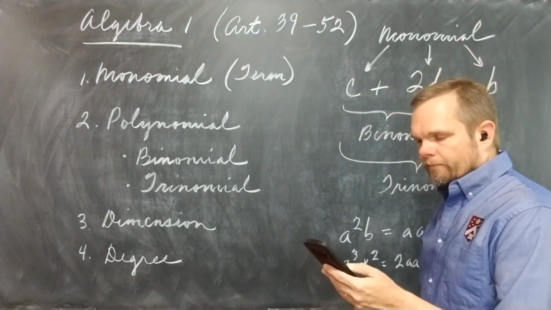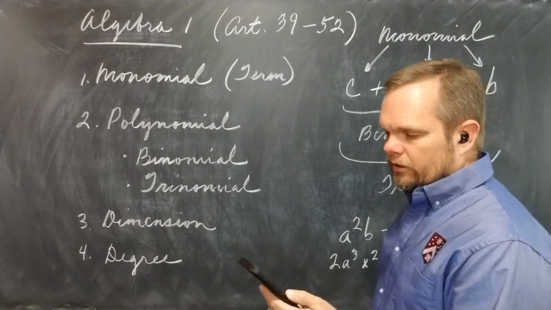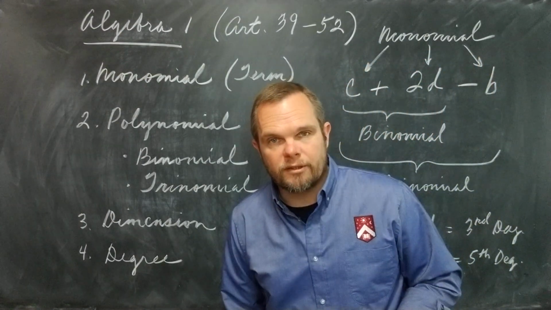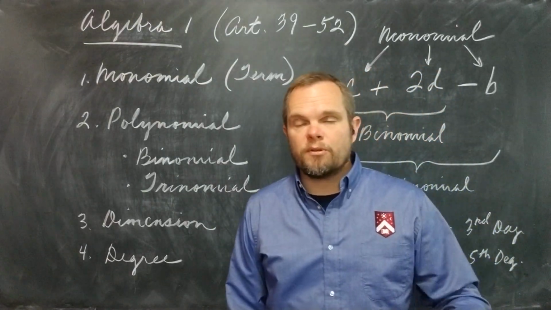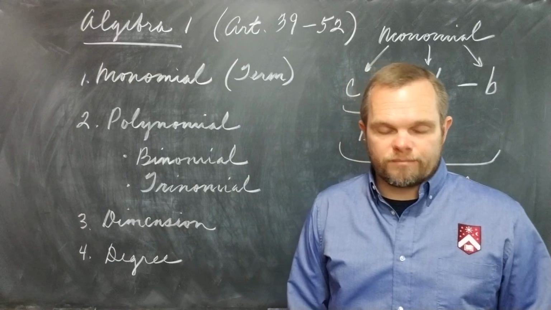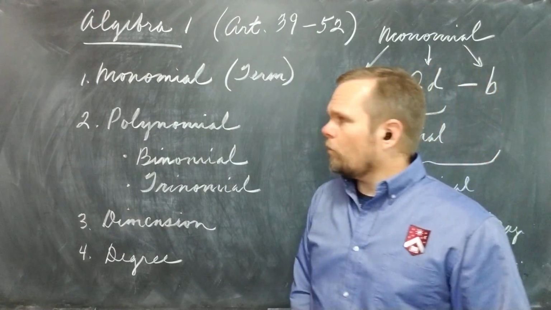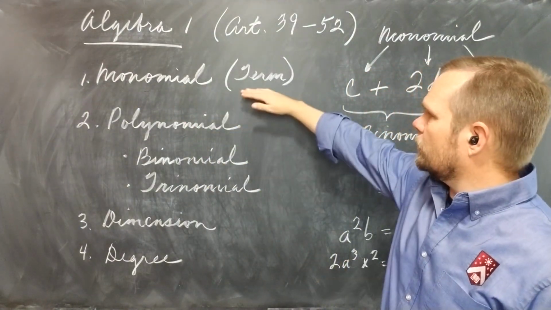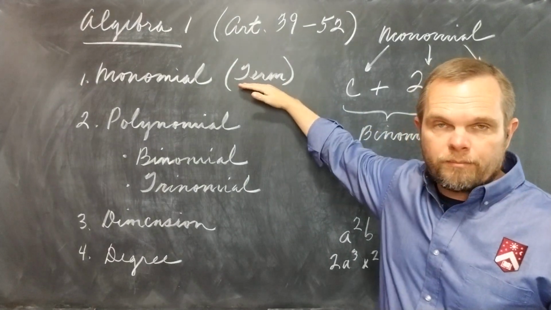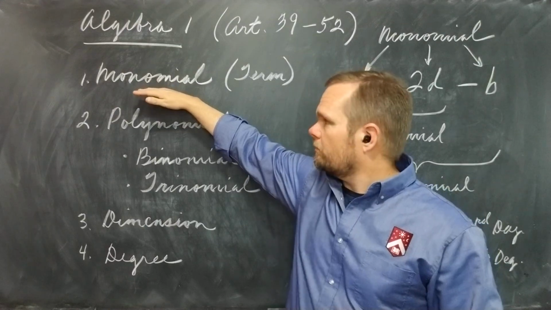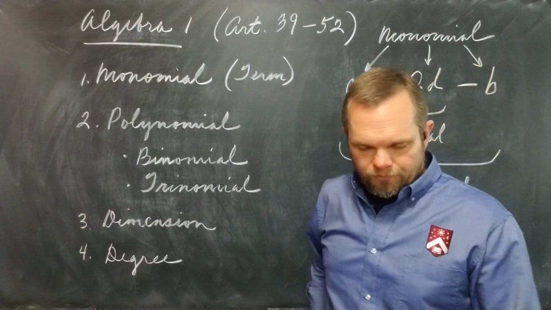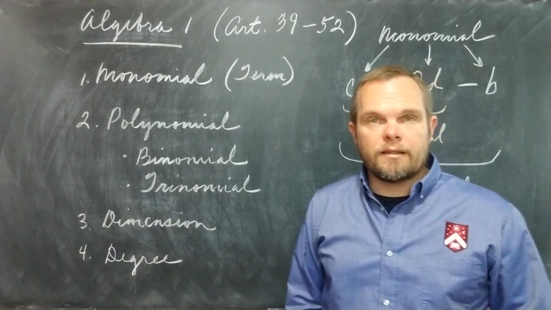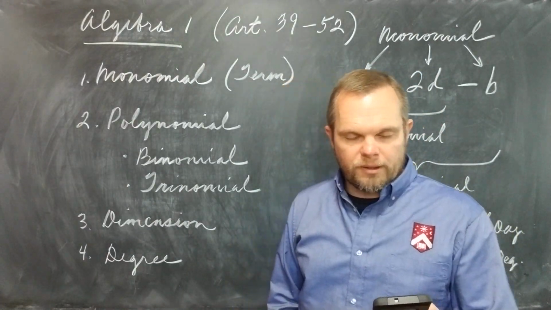Article number 39. Every quantity or combination of quantities expressed by means of symbols is called an algebraic expression. Every quantity expressed using symbols is called an algebraic expression. All right? Article 39. Article 40. A monomial, which is also known as a term. So the word term means the same thing as monomial. Monomial and term are synonyms. A monomial or term is an algebraic expression not united to any other by the sign plus or minus.